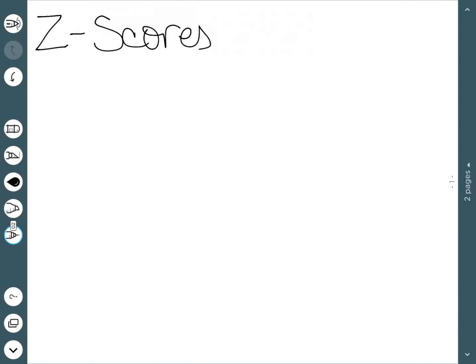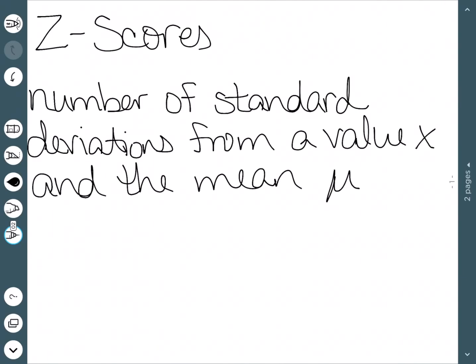Next thing we're going to look at is normal distributions and their z-scores. So first, what exactly is a z-score? A z-score is the number of standard deviations between a value x and the mean. It's how many standard deviations you are away from the mean. And the formula for z-score is going to be x, our data value, minus the mean divided by the standard deviation. So we're just trying to figure out exactly how far away from the mean we are in terms of our standard deviation. So let's look at some examples.